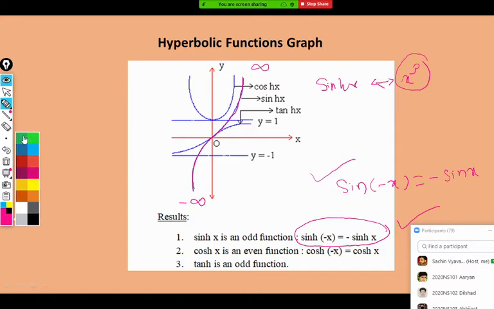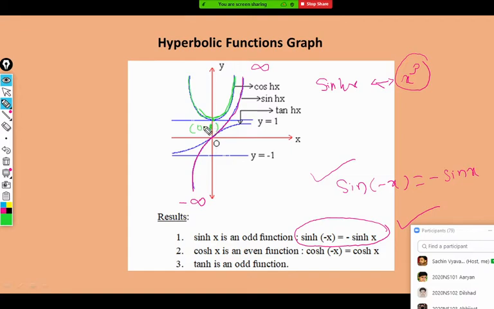Now let me move to cos hyperbolic here. The graph of cos hyperbolic is like this. This is the graph of cos hx. Now you will observe, what is the minimum value of cos hx? That is 1.